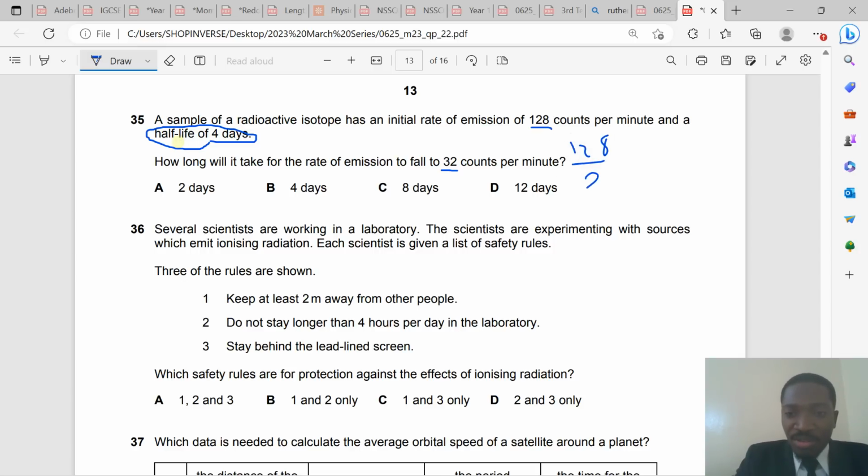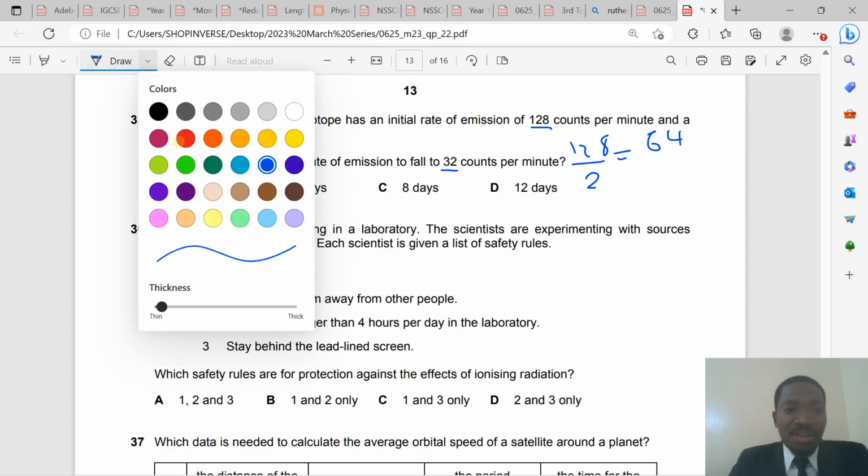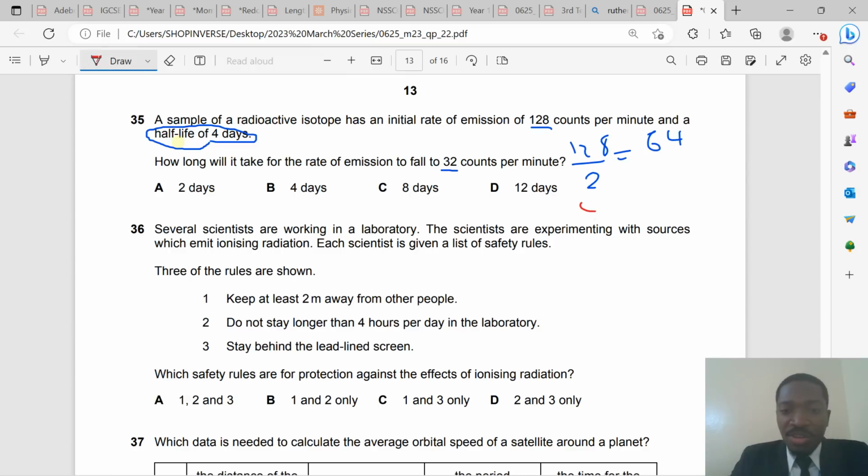That's what half-life does. 128 divided by 2 gives us 64. That's what will be left, okay? That is after 4 days. Let me use color red to represent the number of days. So after 4 days, we have 64 left. Now let the second half-life take effect. The second half-life, we divide by 2 again, we have 32 left.